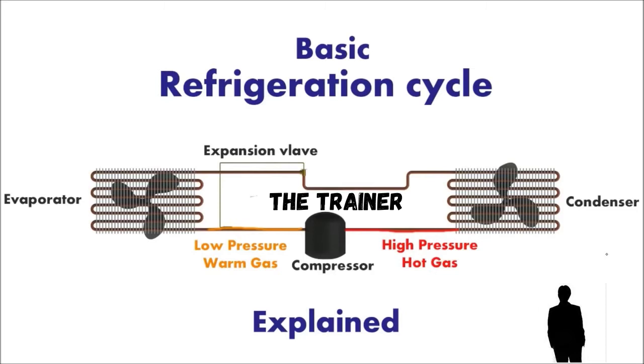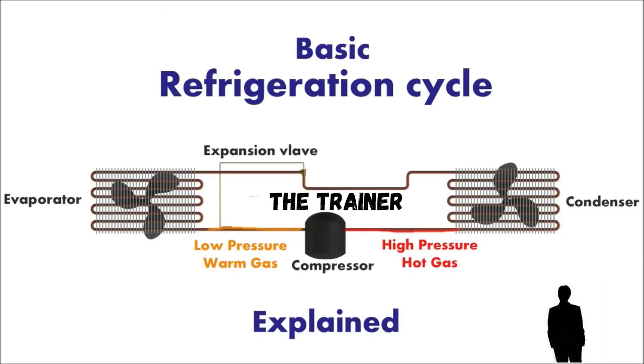So to ensure the pipe is hotter than the air around it, the refrigerant is compressed to a high pressure, which obviously increases its temperature. And that allows the heat to be ejected out of the condenser.